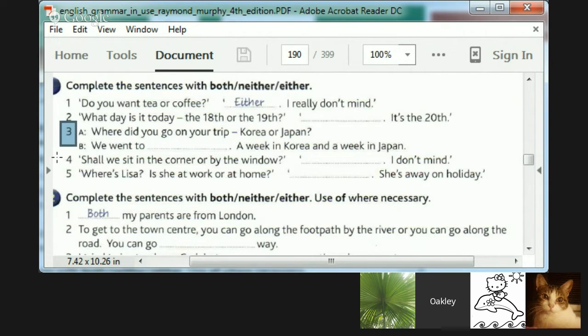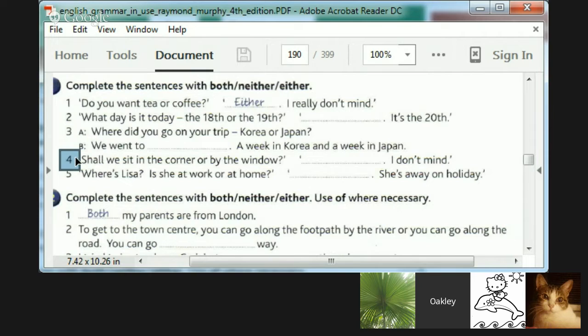Okay. Where did you go on your trip? Korea or Japan? We went to both of them. Okay, that's fine. A week in Korea and a week in Japan. Nothing wrong with that. We went to both of them, and I think that's a little more detail and a little more clear. You could just say we went to both. Either way would be perfectly correct. Nothing wrong with the way you said it.